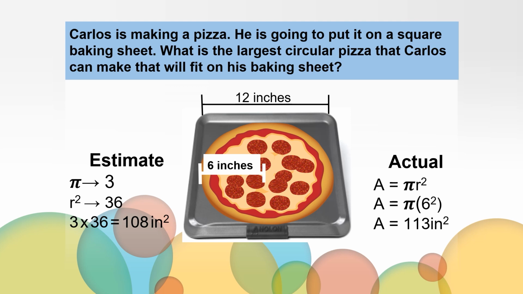Now let's revisit our estimate to see how it compares. Our estimate was 108 inches squared, and the exact answer was 113 inches squared. We can see that our estimate is pretty close to the exact answer. It's just a little lower. Mathematicians use estimation as a tool to check for reasonability in their answers.